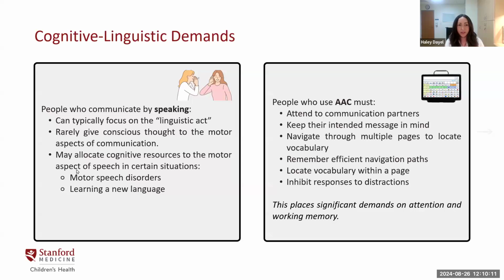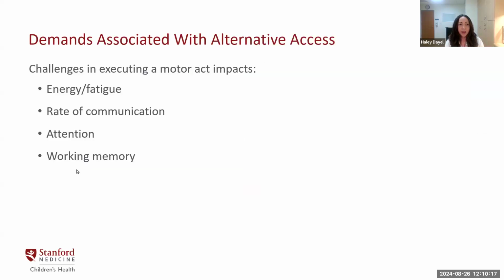So doing all of this can place a lot of demands on the attention and working memory of the person who's using AAC. We also want to consider that people who have more significant motor impairments can have difficulty executing some of the motor acts itself. So this has some additional effects. This can use up a lot of energy and cause fatigue. It can significantly slow down the rate of communication.